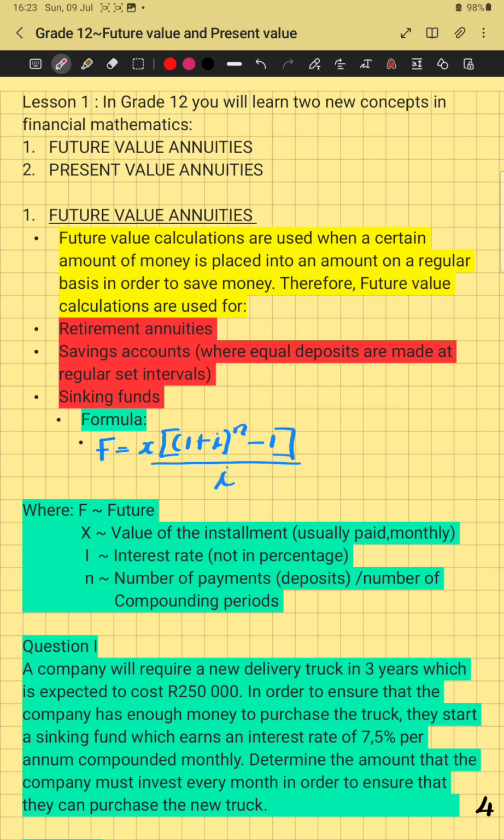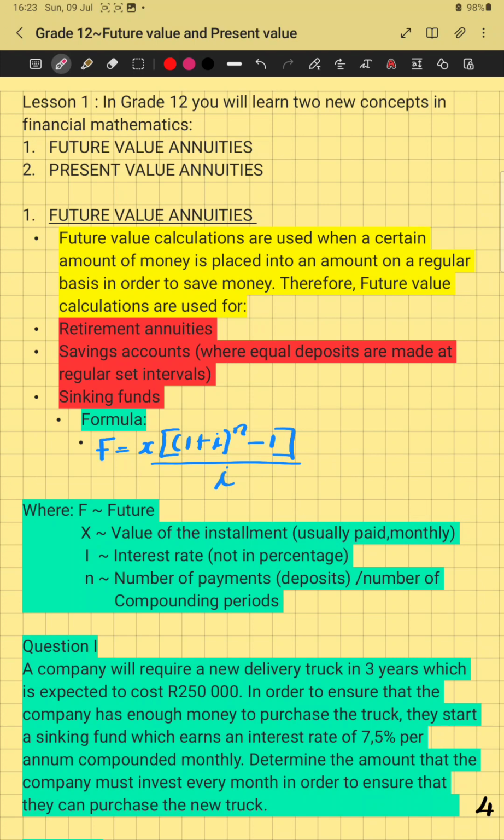Now let's begin. In lesson 1 in grade 12, you will learn two new concepts in financial mathematics. The first one is the future value annuities. The second one, the present value annuities. Today we'll be focusing on future value first.